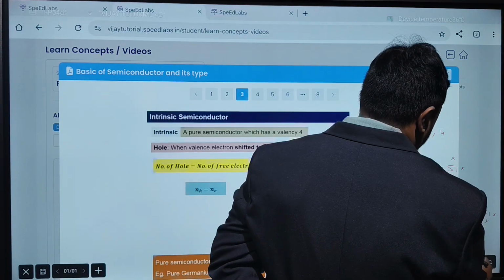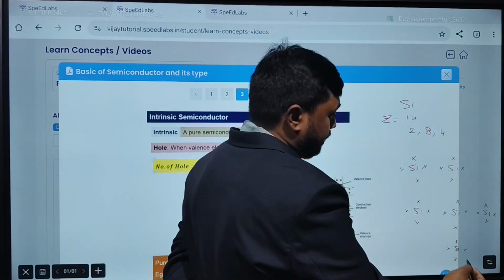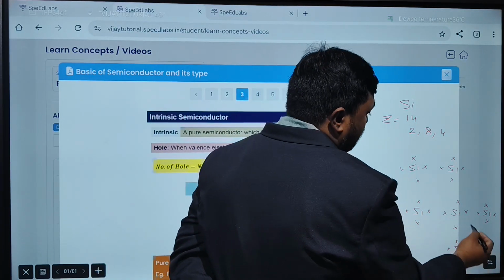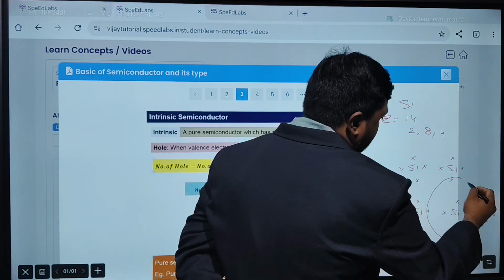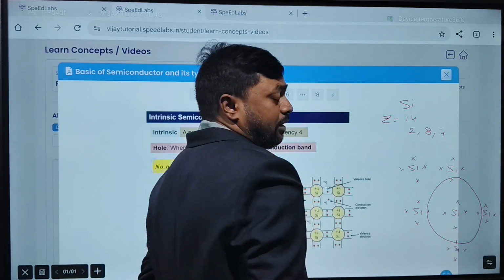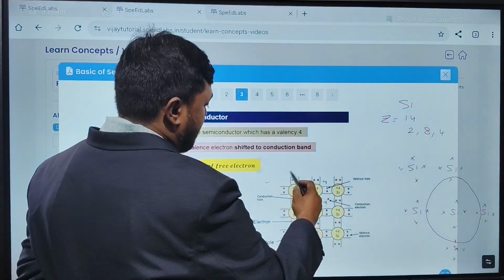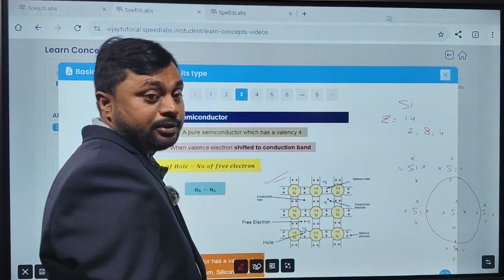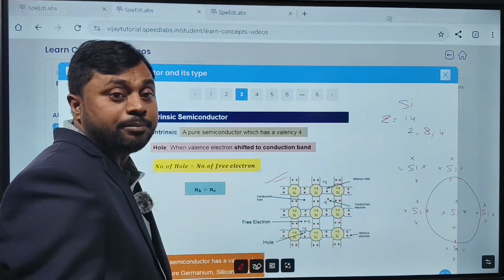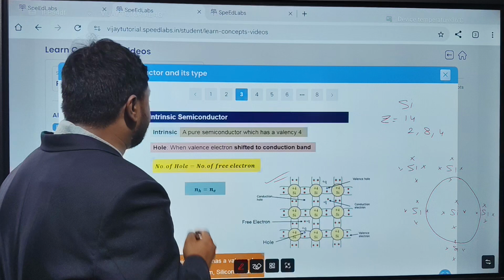I am just showing the stability for one atom. Suppose this silicon atom has 4 valence electrons, so it will take one from here, one from here, one from here, and one from here, and like that it will become stable. Similarly, each silicon atom will share 1 electron and become stable. So you can see in this diagram, silicon is sharing 1 electron from each neighboring atom and becoming stable. This is a pure semiconductor: pure silicon, pure germanium, they are intrinsic semiconductors.